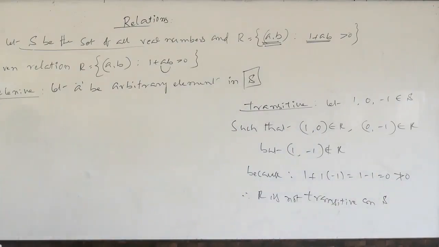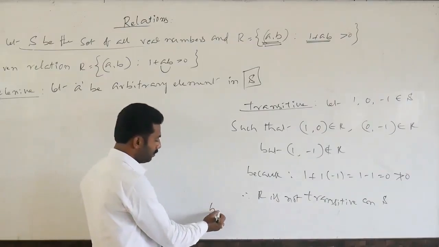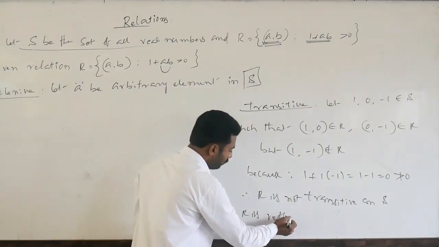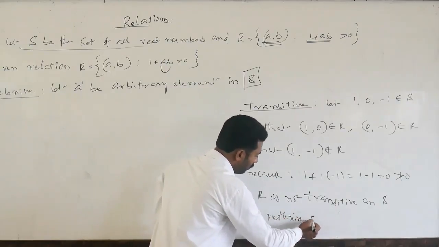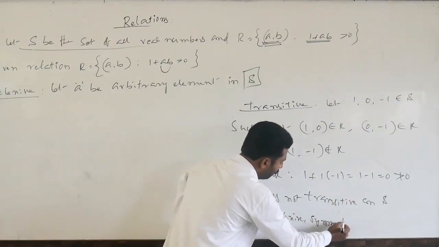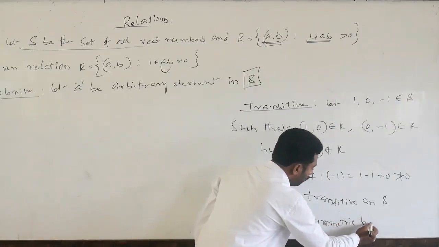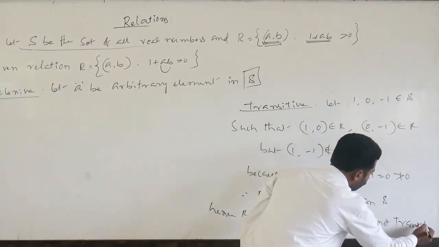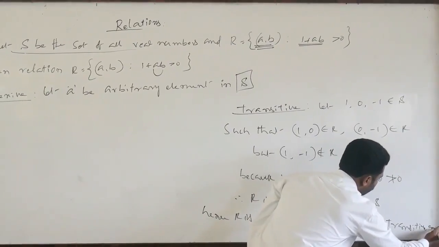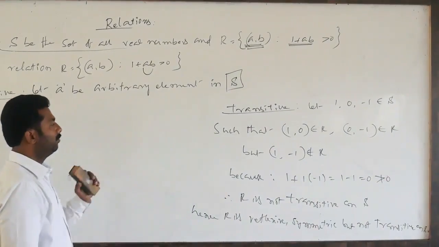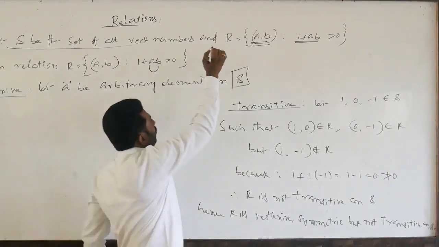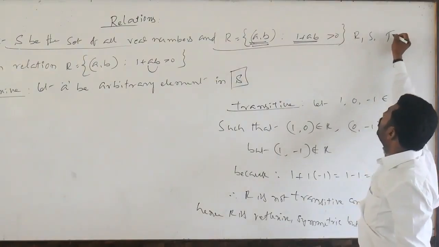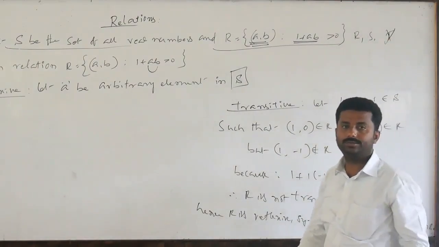Therefore, or hence, capital R is reflexive, symmetric, but not transitive on the set of real numbers. So this capital R is reflexive, symmetric, but not transitive.